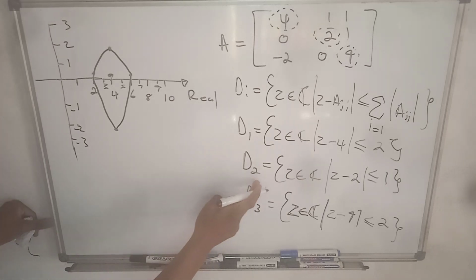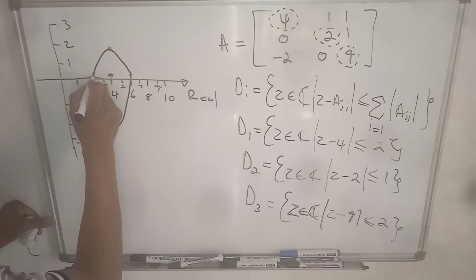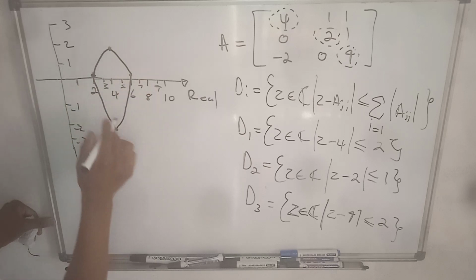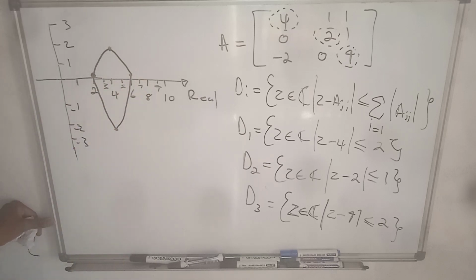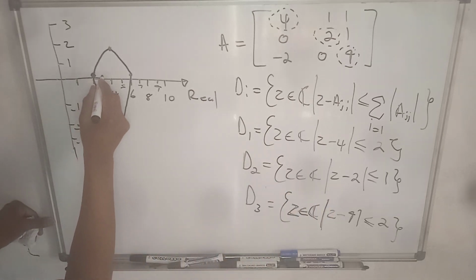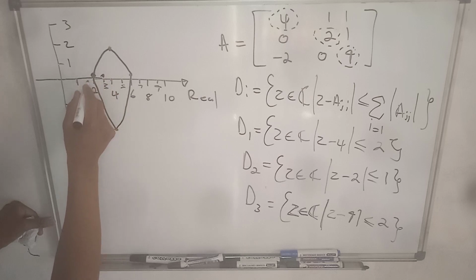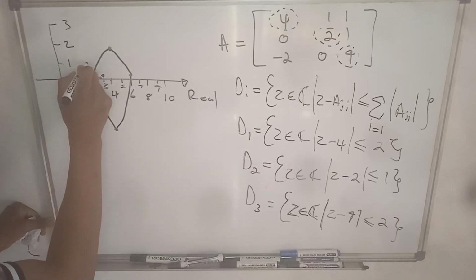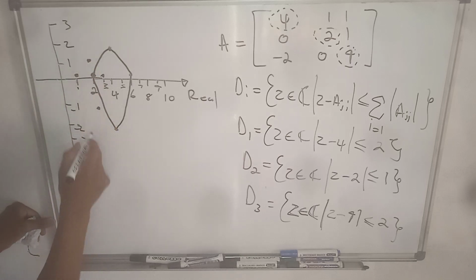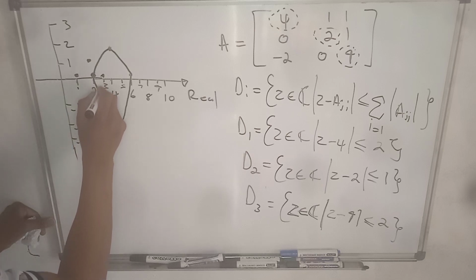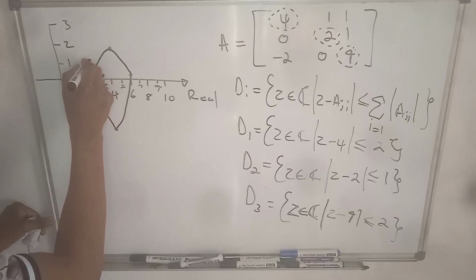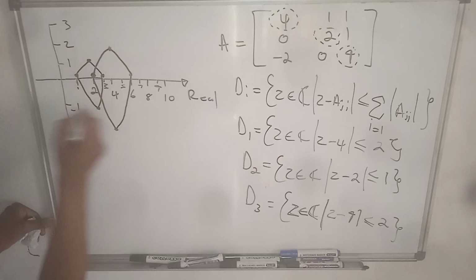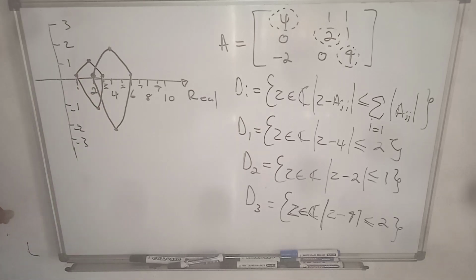So let's check the second one. The center is 2, and 2 is here. What is my radius? My radius is 1. That means it will go from 2 to 3, and from 2 to 1. Going up, my radius is 1, and going down, my radius is also 1. So this will go like this. If you can check this out, guys.